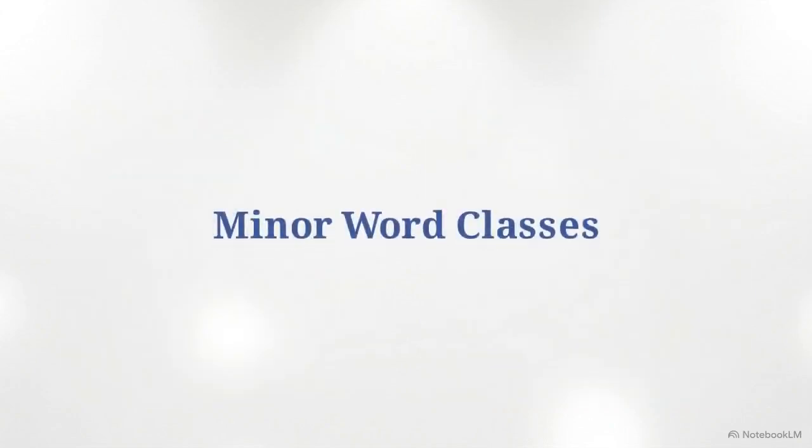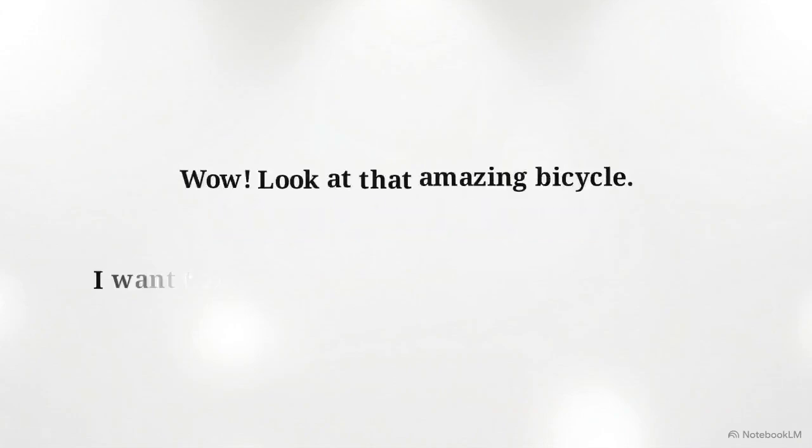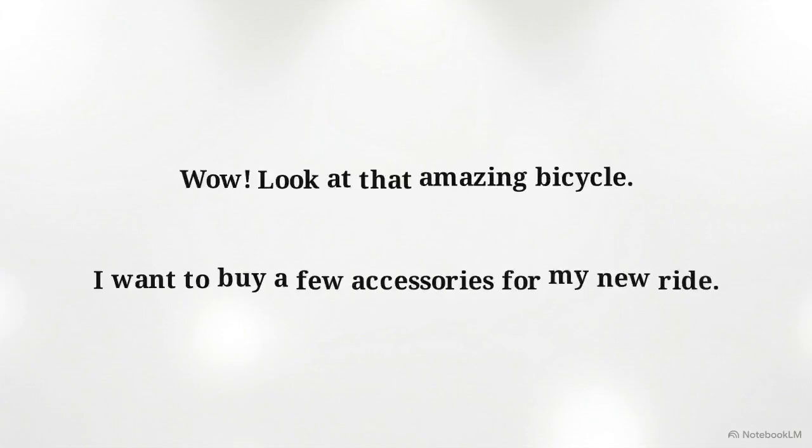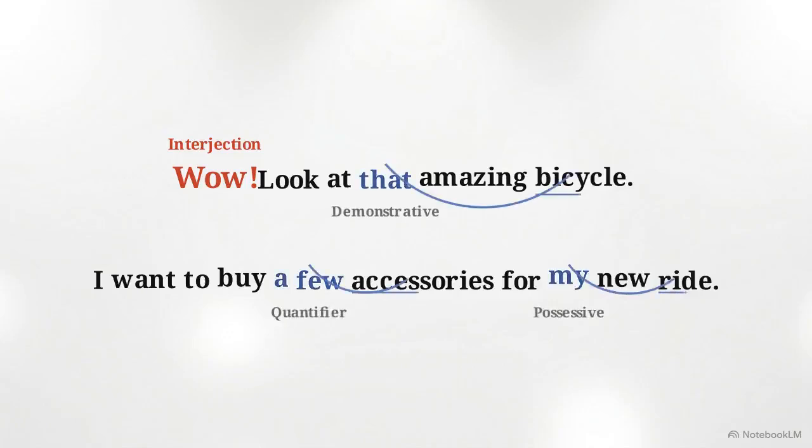Let's put both of these minor word classes to work at the same time to tell a short story. "Wow, look at that amazing bicycle. I want to buy a few accessories for my new ride." The interjection wow injects the excitement, then the demonstrative that, the quantifier a few, and the possessive my lock down the facts and limit the nouns.